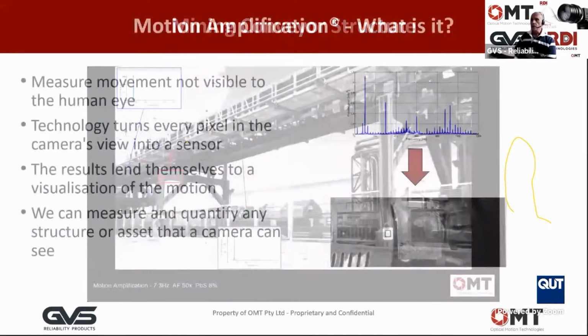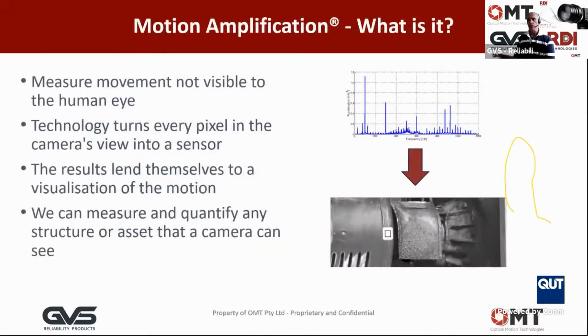So just to cover off what it is that we're doing with motion amplification, we're talking about being able to measure with video movement that's not visible to the human eye. So we're talking about displacements that are less than 0.1 of a millimeter. In fact, with the system we can go right down to 0.25 of a micron, as far as minute amounts of displacement are concerned and what we can actually detect in the video.